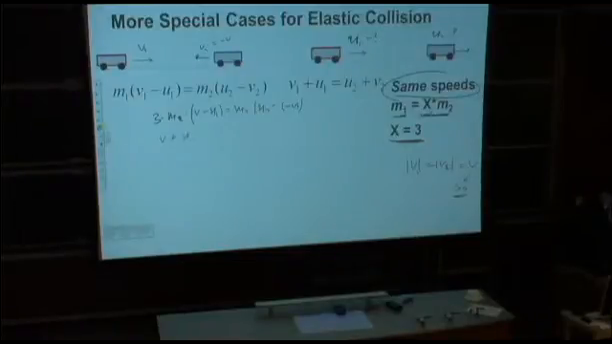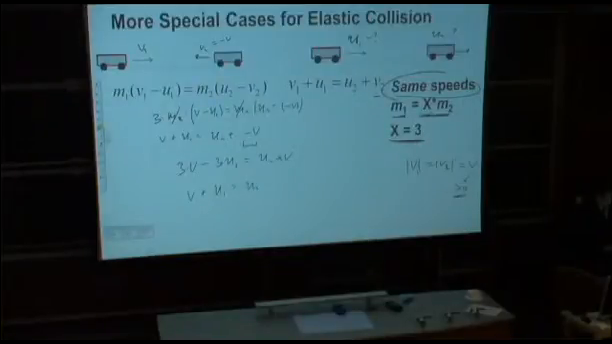So v plus u1 equals u2 plus, well, again, this variable represents the x component of the velocity of the second cart before the collision, which is supposed to be negative. But my variable v represents a positive number. So this is automatically a negative number. Now we can cancel m's. So 3 times v minus 3 times u1 equals u2 plus v. v plus u1 equals u2 minus v.